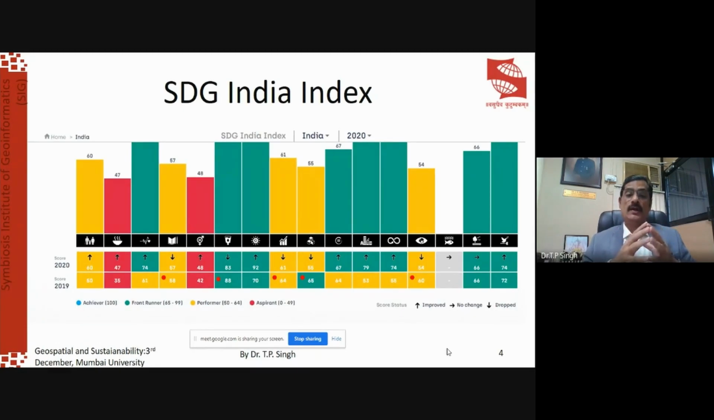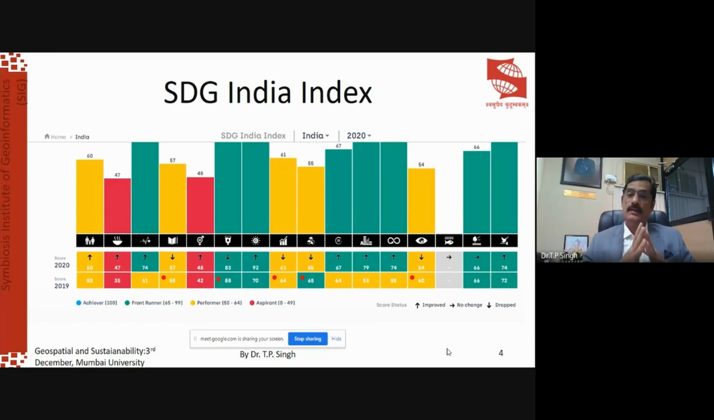I have placed red dots where we need to work. One is literacy, where we need to work more. Clean water, we need to work more. Infrastructure and innovation, we need to work more. And climate action. These are the areas where we have gone down a little from 2019 to 2020.